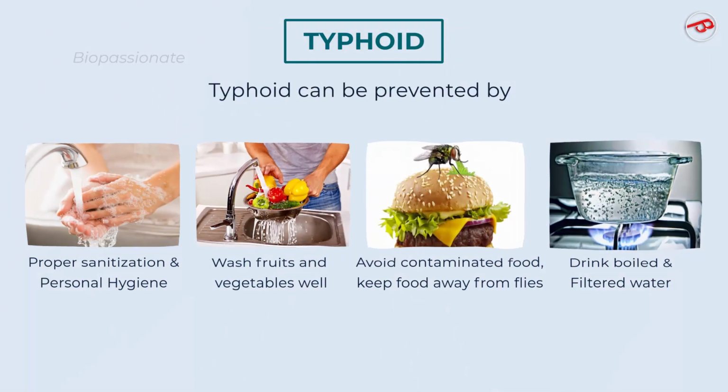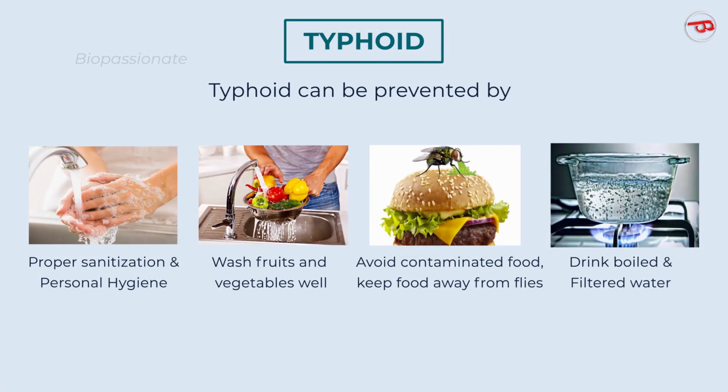Typhoid can be prevented by proper sanitization and personal hygiene, by washing fruits and vegetables twice or thrice, by avoiding contaminated food and keeping the food away from flies, by drinking filtered and boiled water.